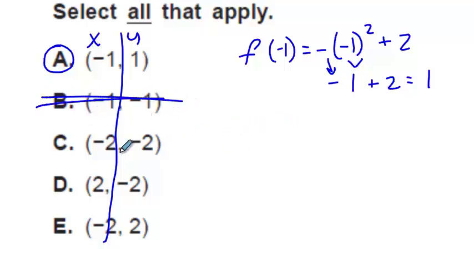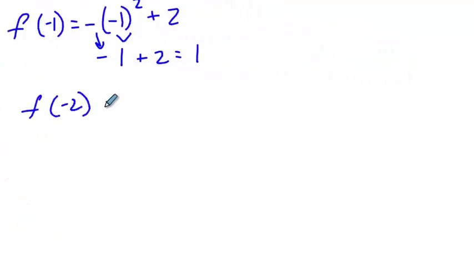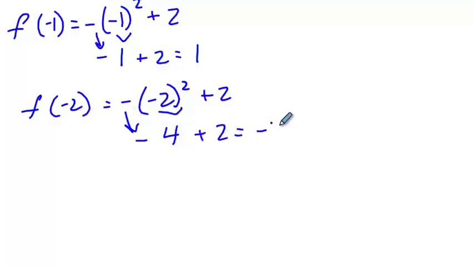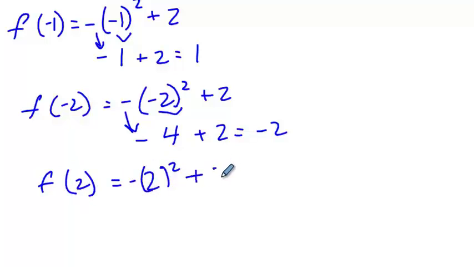I could plug in negative 2. F of negative 2, I have negative 2 squared plus 2. What's negative 2 squared? 4. Bring down your negative, plus 2. What's this give me? Negative 2. So C is an answer, which means E is not an answer. So the last value I have to check is positive 2. What's positive 2 squared? 4. Bring down my negative, bring down my positive 2. What's this give me? Negative 2, which is what I have here. So A, C, and D.